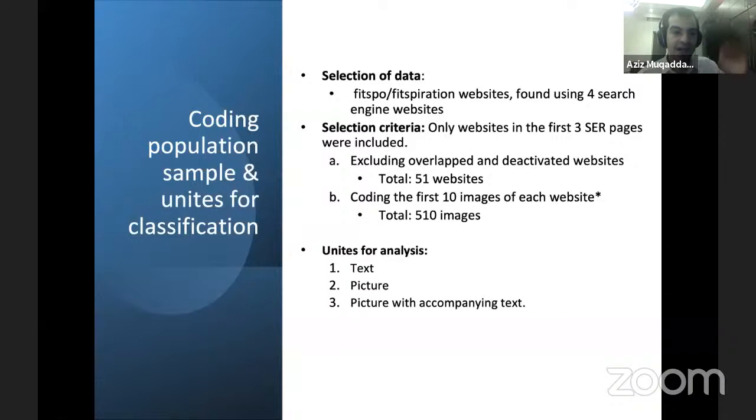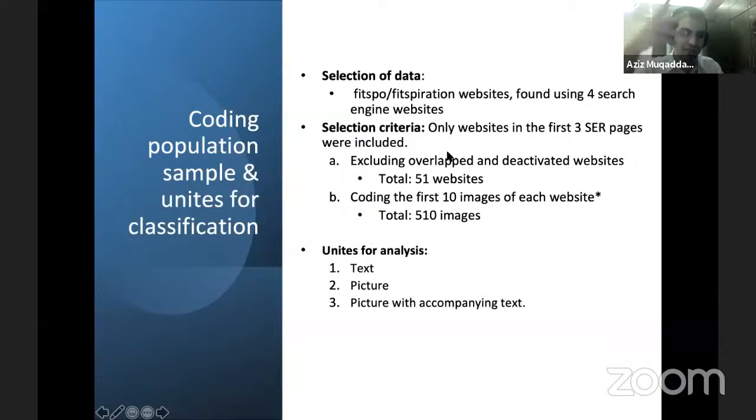And then they included websites only in the first search engine results pages. SERP is an actual term. If you see SERP, that means search engine results page. They only included the first 3 because the research shows people never go past, or very rarely go past, the third page. And then they excluded overlapped and deactivated websites.